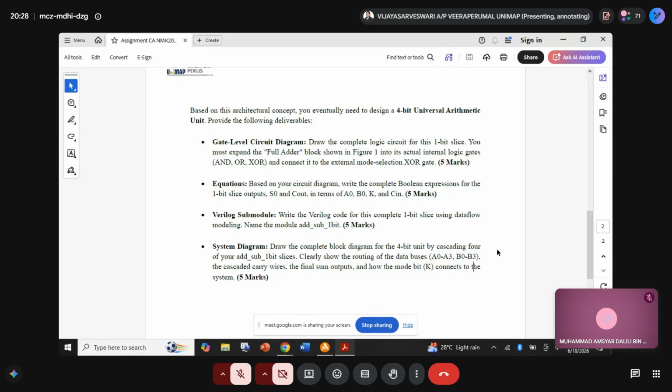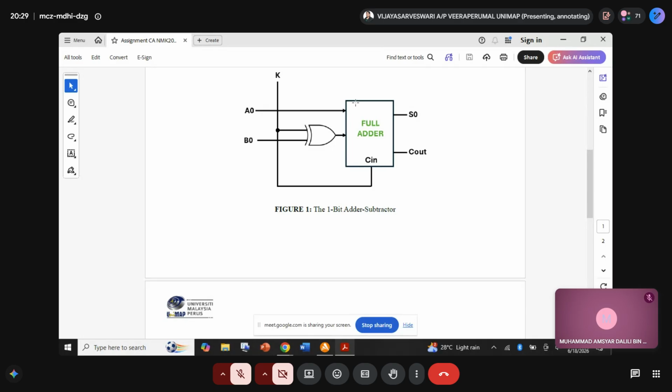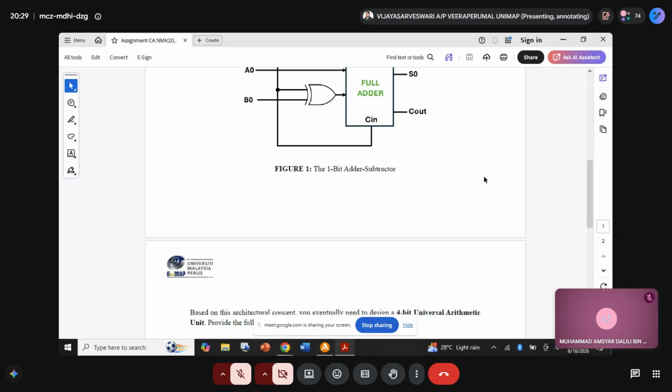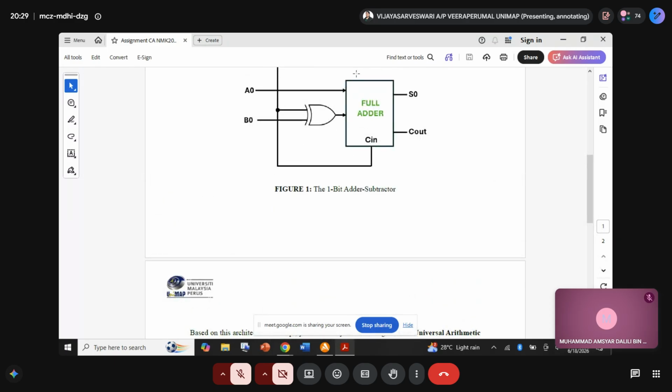Madam, the first one I don't really understand. Okay, this is your assignment, this is what basically you have to do. If I tell you the answer, it is not good. So the tip is you have to expand this full adder by using the basic gates.